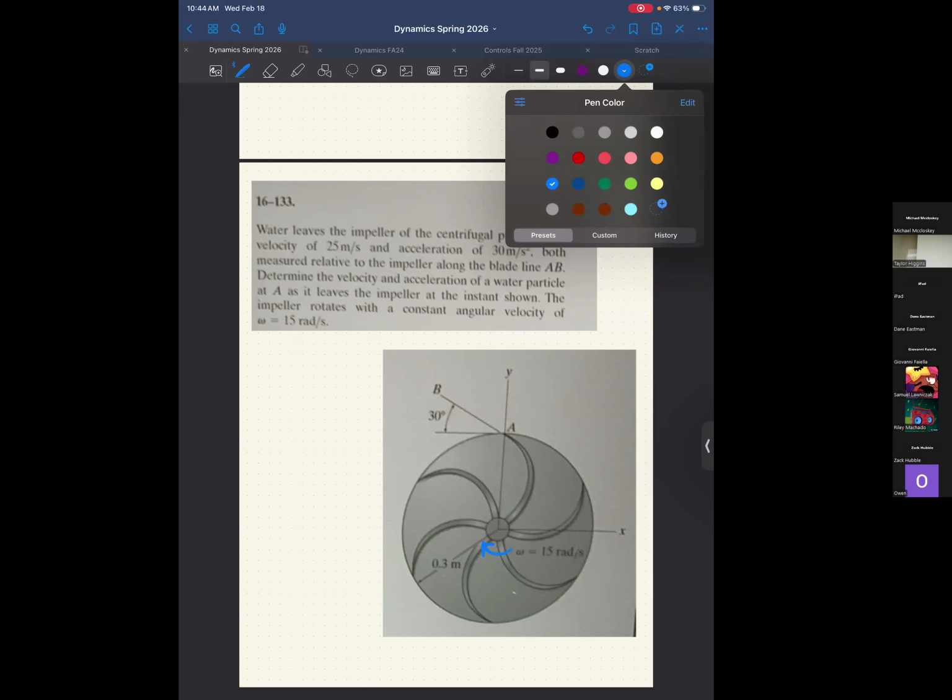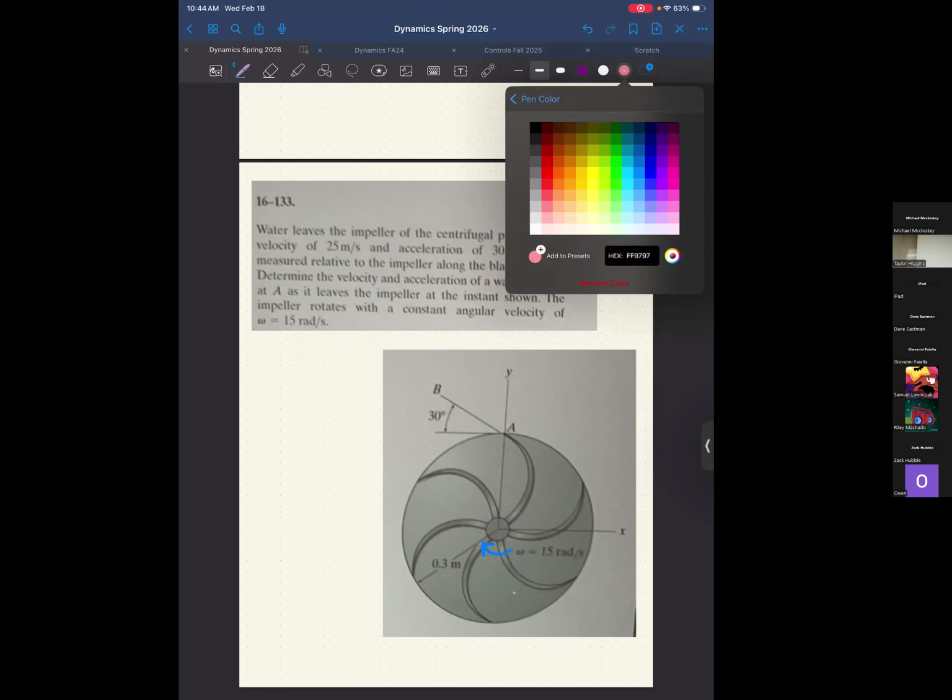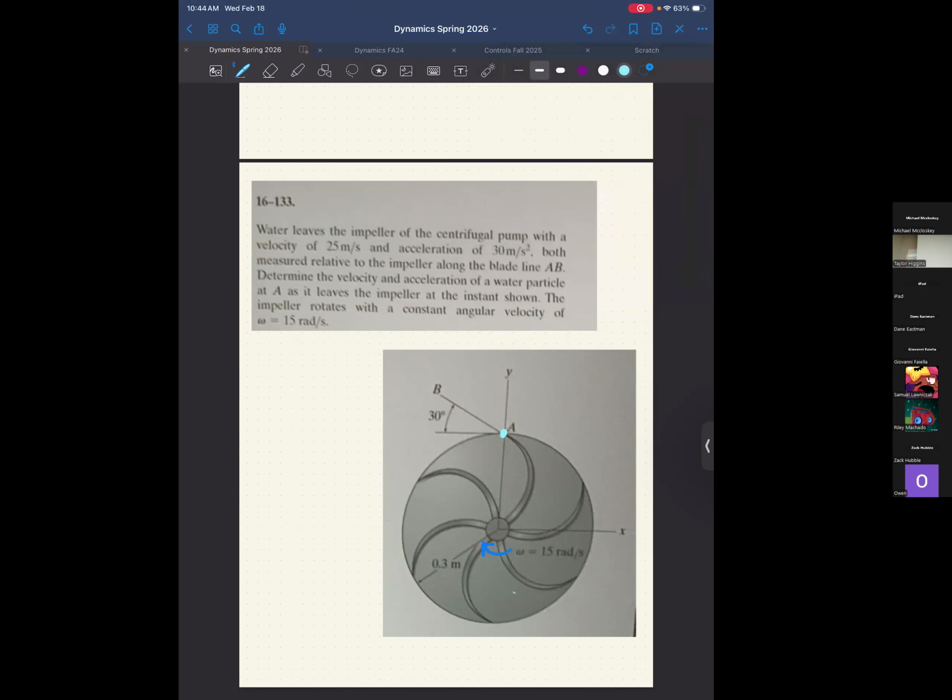Yes, they're telling you that at the moment shown, the water particle is moving at a velocity along that line between A and B. So what they're telling you is that this is V B slash A, relative to little x, little y, little z, is that vector. They also tell you the acceleration also moves in that direction. Does that make sense? Okay.